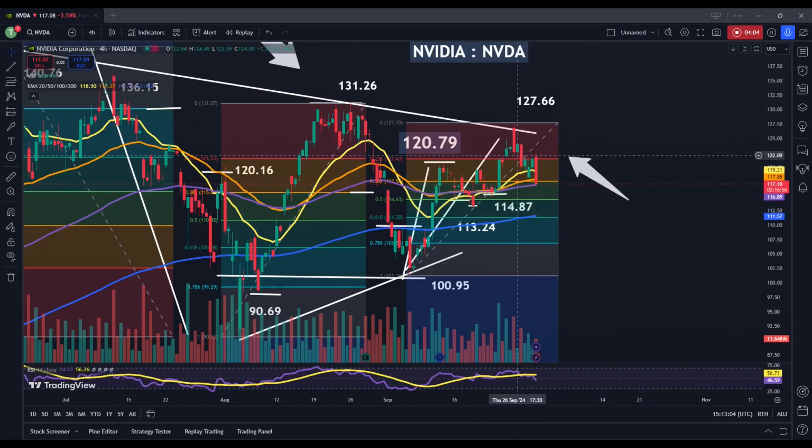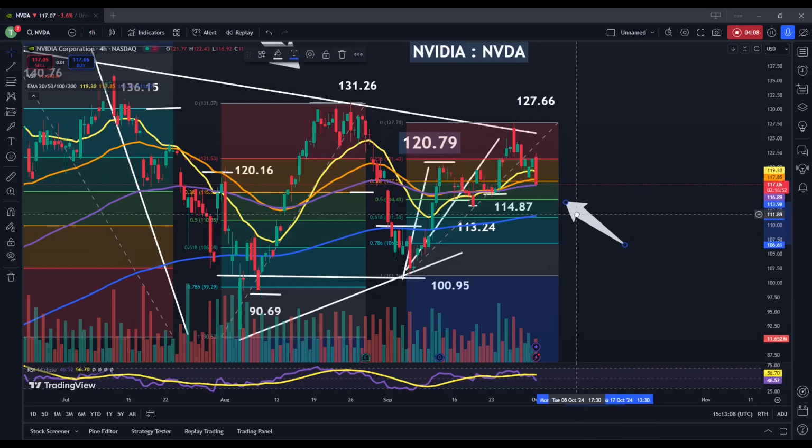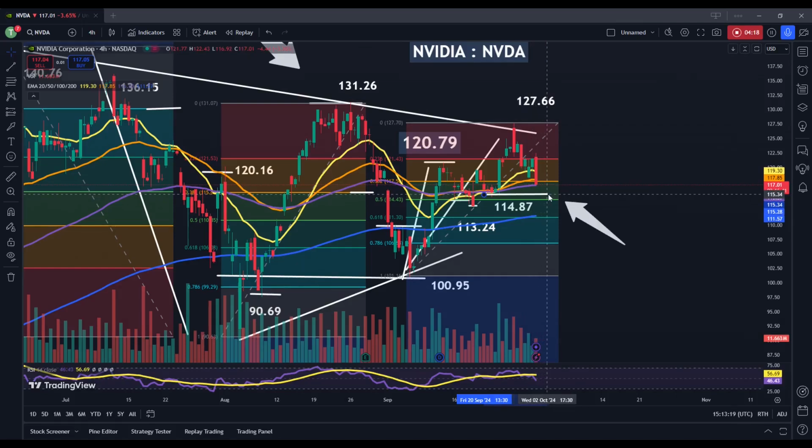So at the moment, this is starting to look like what could be happening here. In order to confirm that, how do we know that this is actually the case? How do we know that this is true? What I like to do in these types of situations is to look at prior support zones. Specifically, what I would be looking at here would be 114.87, which is the price low from September 23rd.